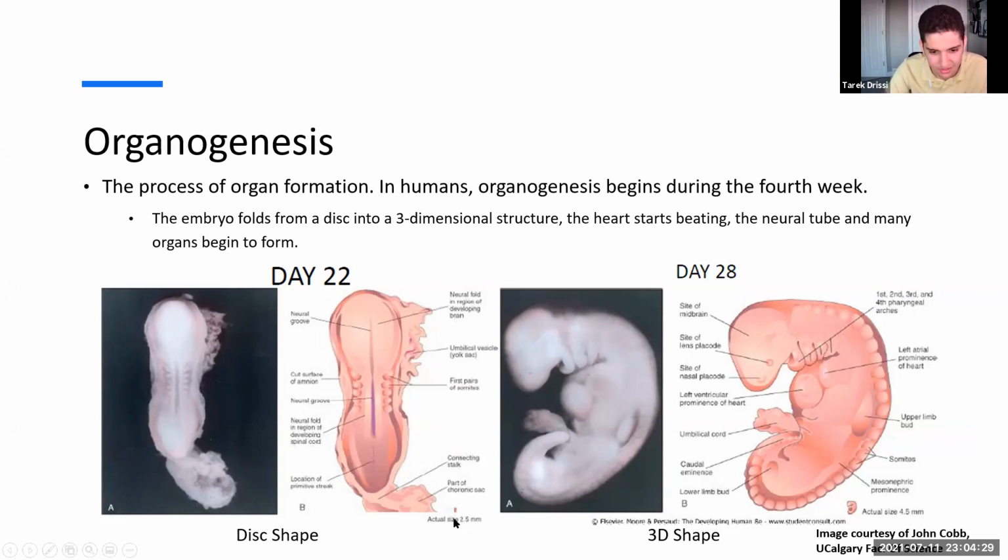We can see actual sizes here. So this is 2.5 millimeters in real space. So that's, I don't know, I changed the image ratio, so that's not actually 2.5 millimeters. But yeah, 4.5 millimeters at this stage. So it's pretty small, but there's a lot going on for a very small area. That's the thing about development. Everything is so small, but there's so much happening. It's crazy. All right, so that's organogenesis. So yeah, we get the formation of organs happening here.